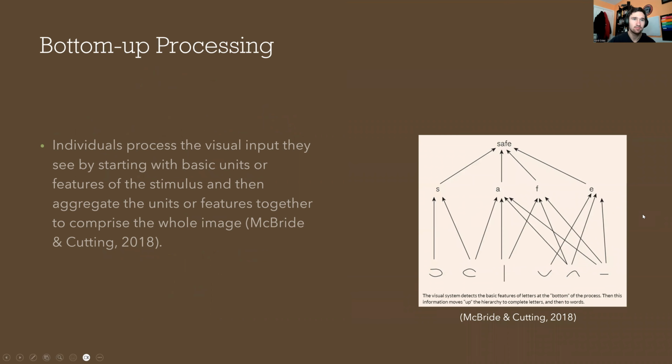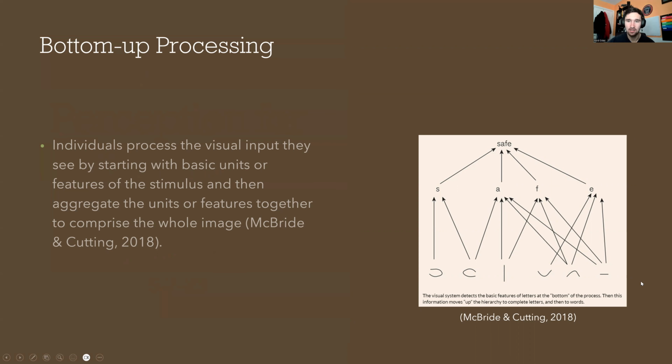So to begin, I'll be talking about bottom-up processing. Bottom-up processing is the idea that individuals process visual input by starting off analyzing basic units or features of a stimulus or object, and then combining those features together to comprise a whole image or the whole stimulus.